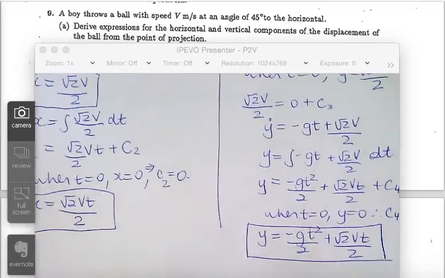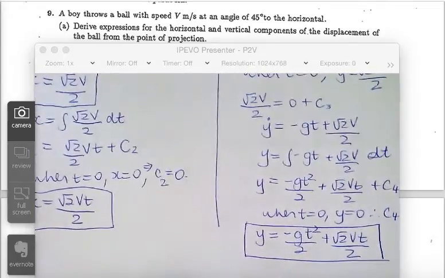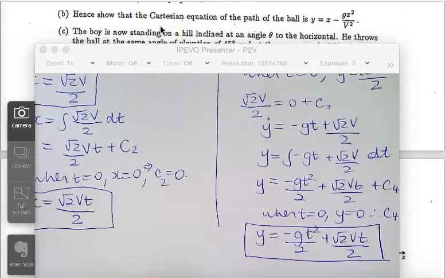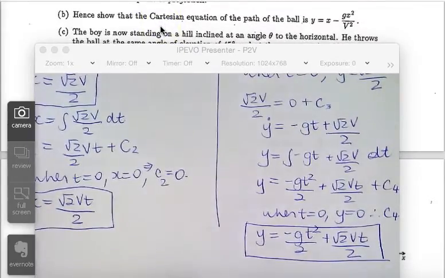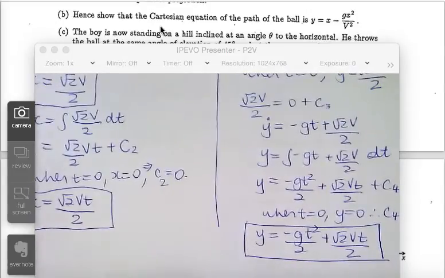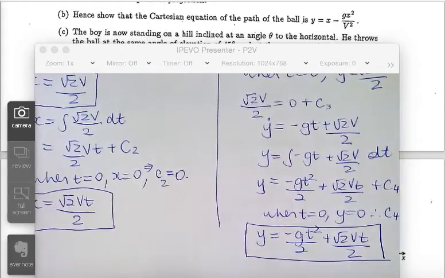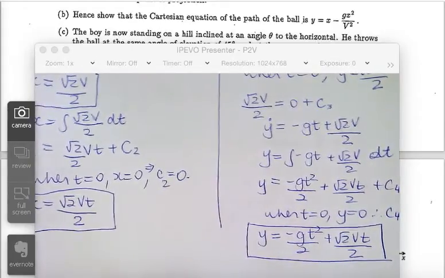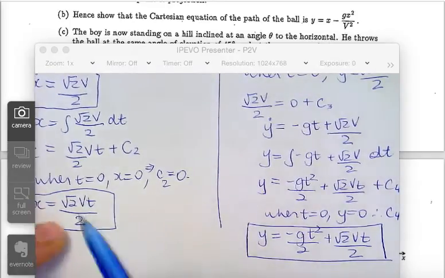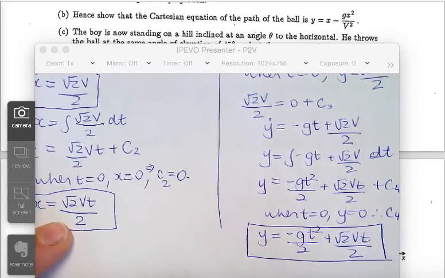Okay, next part of the question, that's the easy bit. They often don't even ask you that. Hence show that the Cartesian equation of the path of the ball is that. Do you remember? Look at that Cartesian equation and what's it missing? T. So what do you think you're going to do? A Cartesian equation of the path of the ball describes position. It's the displacement equations. We're just eliminating the t from the displacement equations.